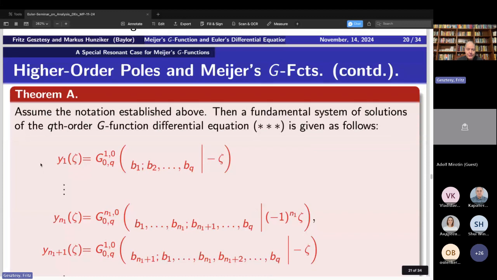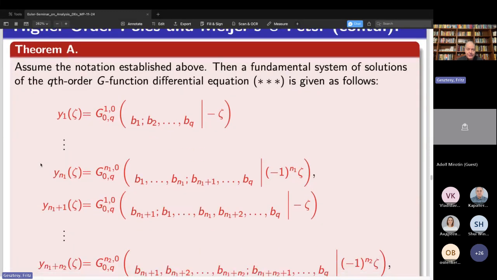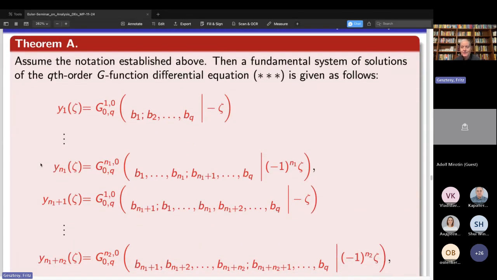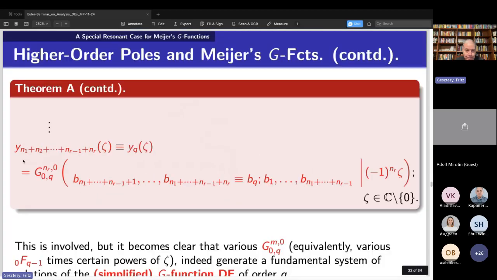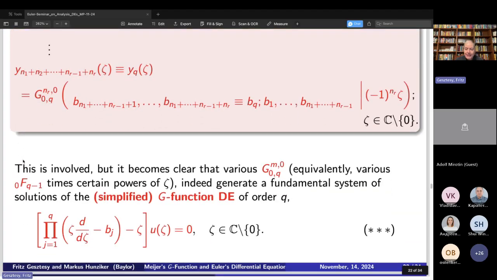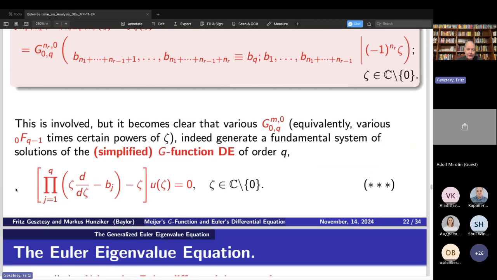So here's a first result. And you see, we still haven't talked about Euler, so we'll get there, of course. But at the moment, we are just looking at the simplified differential equation 3 star, and I think I have it on the next page. Yes. So just to remind you what I'm talking about, this is the simplified G function differential equation where p and n are equal to 0.